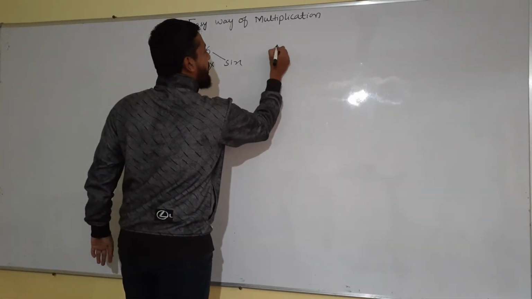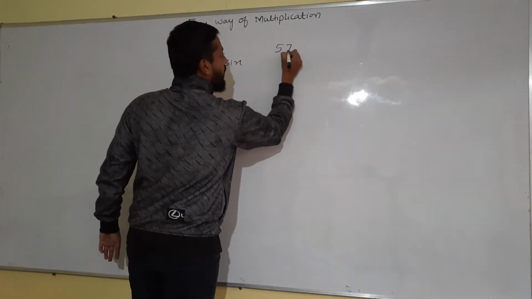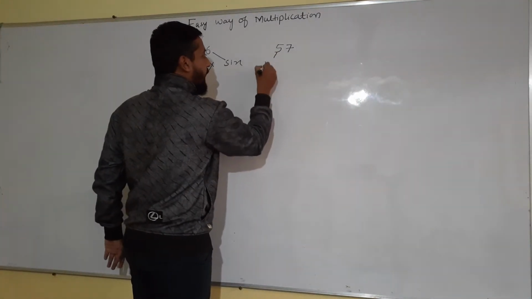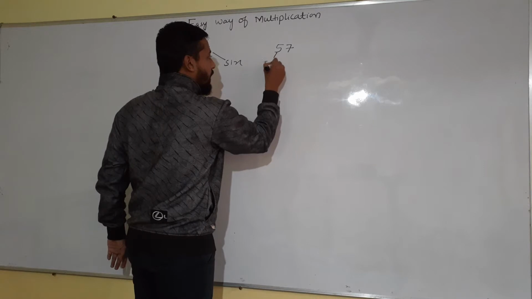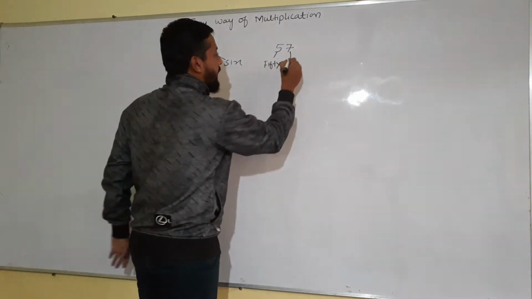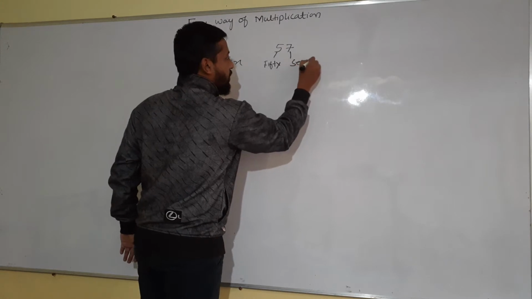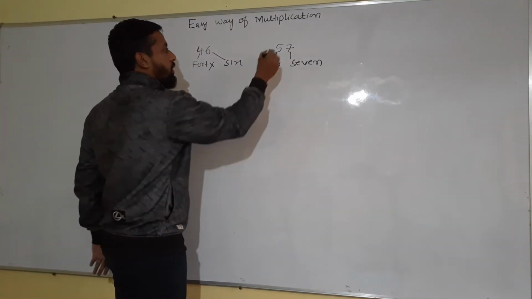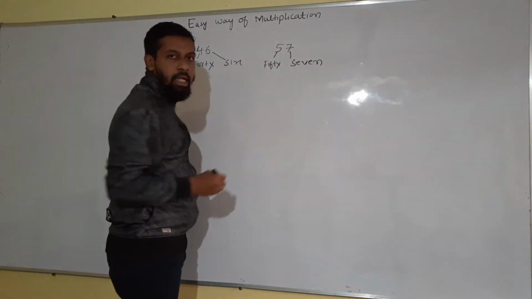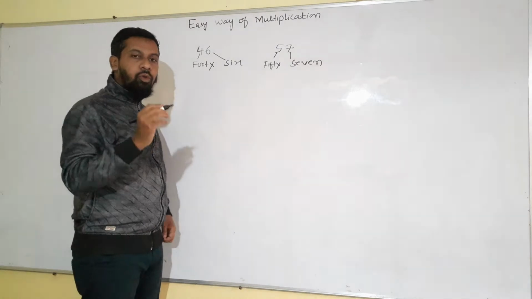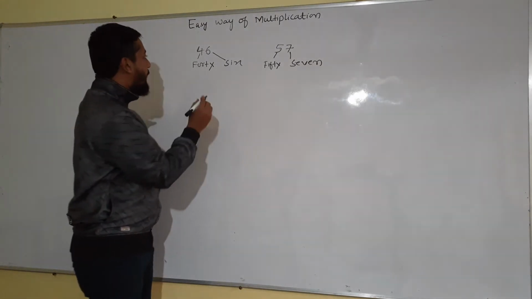Suppose we have the number 57. This is 50 and this is 7. We used to read it like this, 57. So this is 50 and this is 7. Now let's see how to multiply very easily.